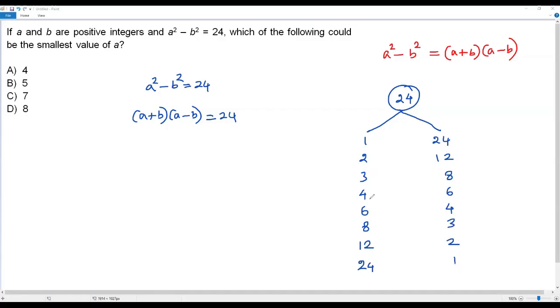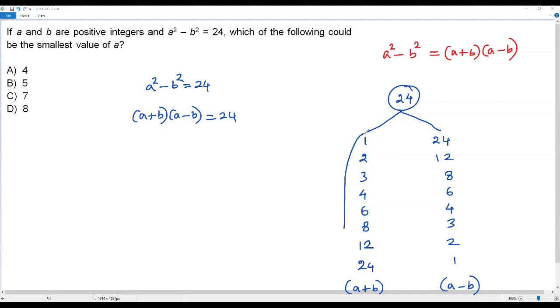Okay, now I assume these are the values of a + b. Let me write over here. And these are all the values of a − b. Okay, here the question says a and b, both of them, are positive integers. Since both a and b are positive integers, the sum of two positive integers is always greater than the difference of the same two positive integers, that is a − b. That is, a + b always has to be greater than a − b, because both a and b are positive integers.